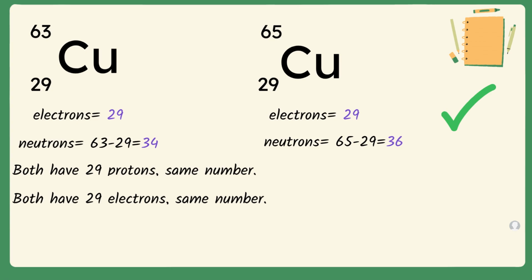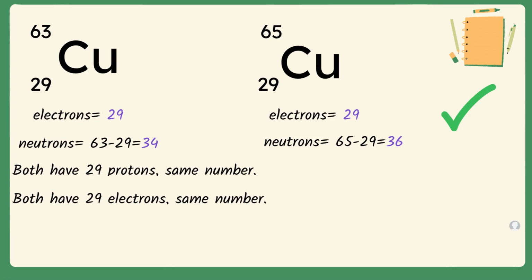If we work it out, electrons is 29 on both sides of the copper atoms. Both have 29 protons because it is the same number, and both have 29 electrons, but the difference lies in the amount of neutrons.